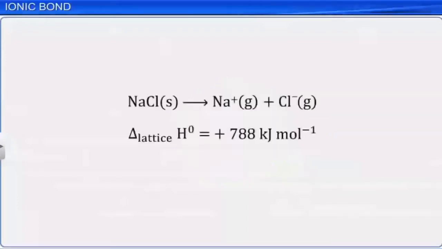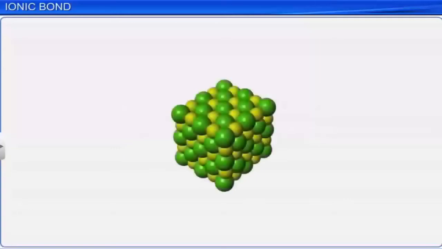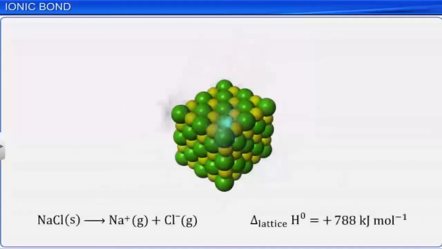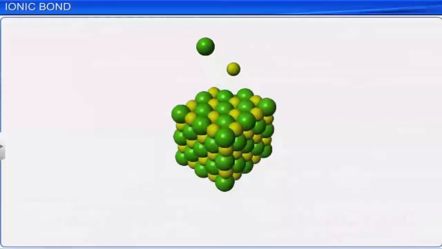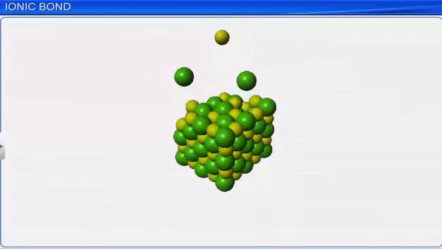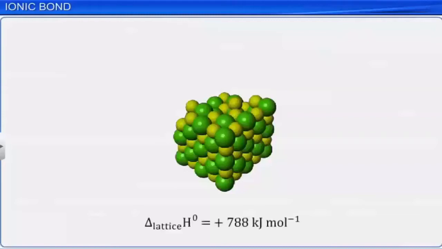Lattice enthalpy of an ionic solid is defined as the energy required to completely separate 1 mole of a solid ionic compound into gaseous constituent ions. For example, the lattice enthalpy of sodium chloride is 788 kilojoules per mole. This means that the energy required for the separation of 1 mole of solid sodium chloride into 1 mole of gaseous sodium ion and 1 mole of chloride ion is 788 kilojoules per mole.